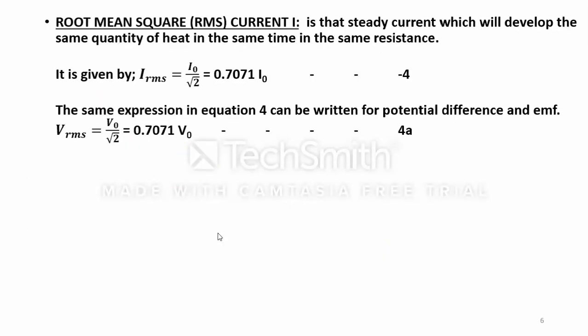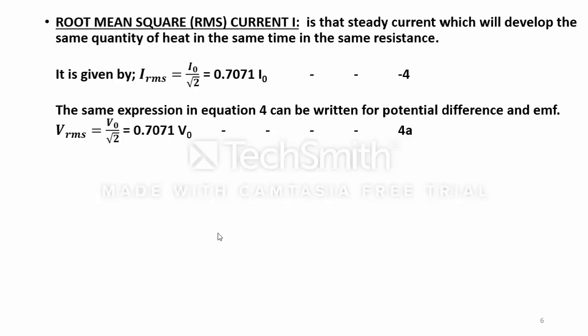The root mean square current is that steady current which will dissipate the same quantity of heat at the same time in a given resistor. It is given by the expression I root mean square equals I naught over root 2.